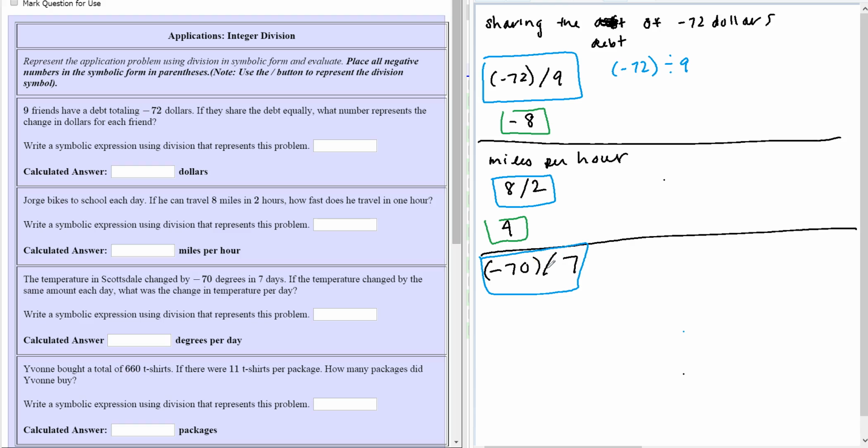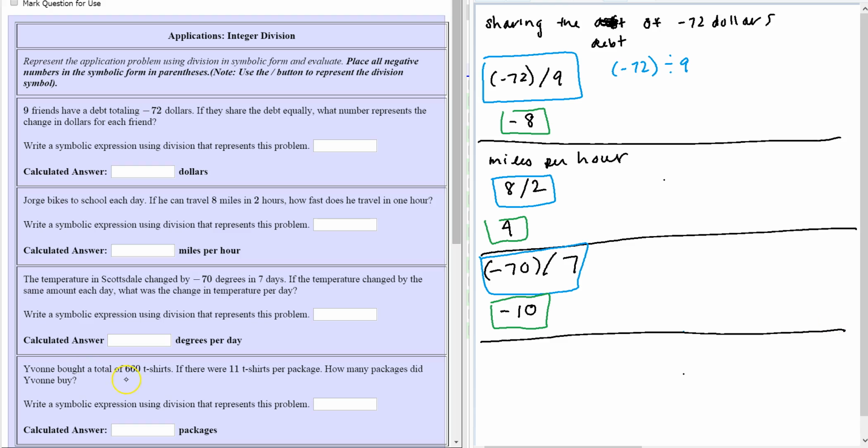Dividing 70 into 7 equal pieces is 10. 70 divided by 7 is 10. And a negative divided by a positive is negative. Again, this makes sense because if it's dropping by 70 degrees in 7 days, that means for each of those 7 days it drops, so we have negative 10 degrees. And let's look at our last example.